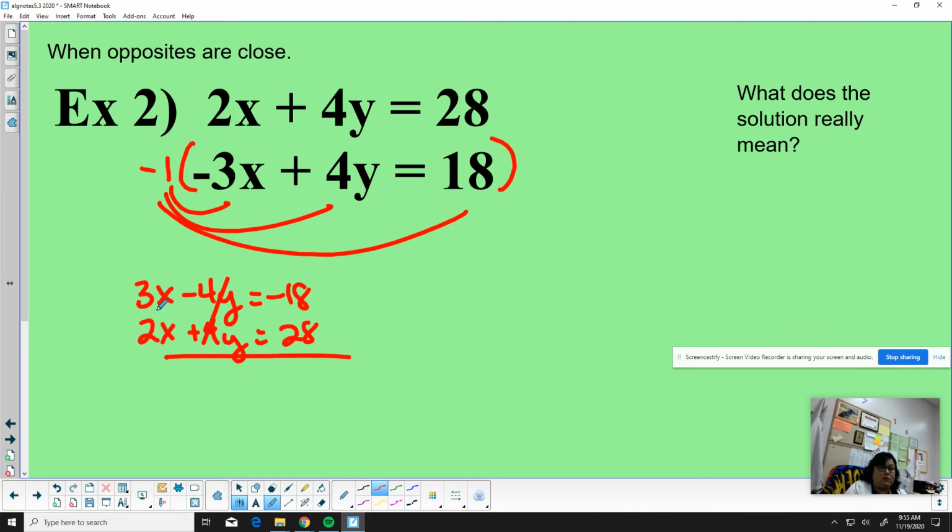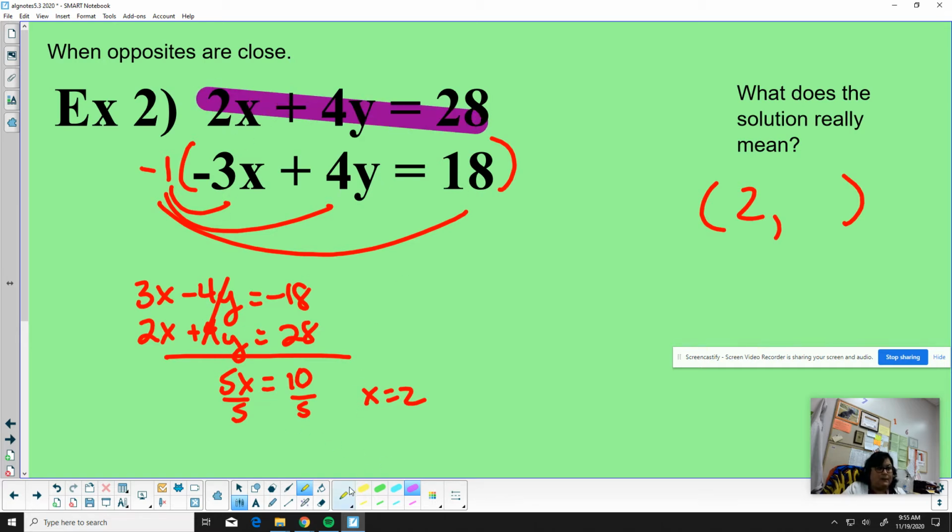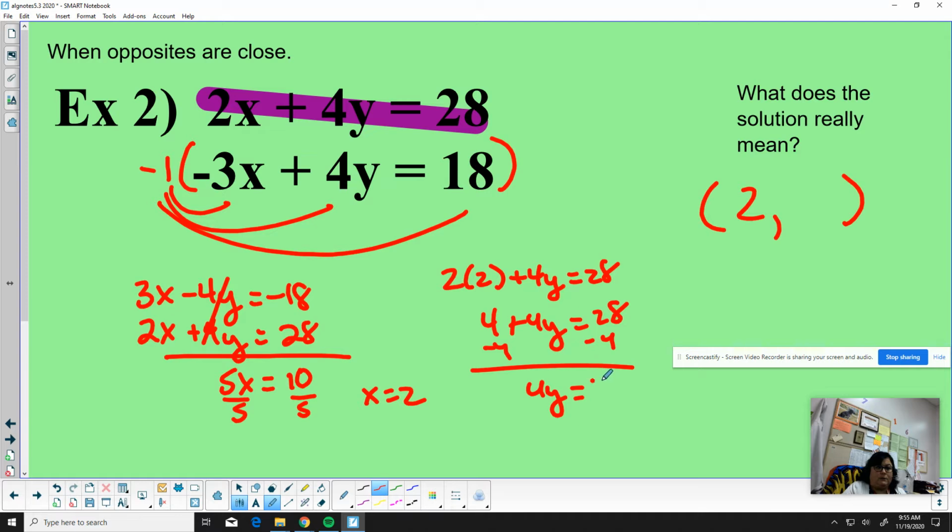So the y's cancel. 3x and 2x is 5x. This is 10. I divide by 5, and x is 2. So I put it in that front spot. And then to get the y, or its partner, I can put it in any of the four equations I've written down. I choose to put it in the top one. It doesn't matter where you put it, really. So 2 times 2 plus 4y equals 28. So that's 4 plus 4y equals 28. So 4y equals 24. I divide by 4, and y is 6. So my answer is (2, 6).